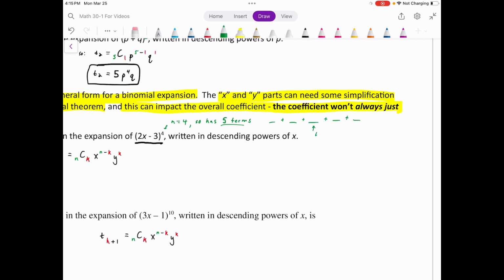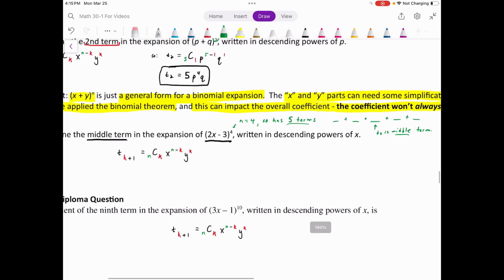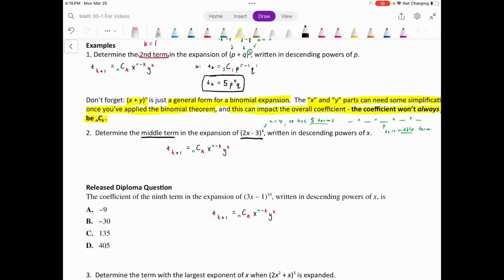T3 is the middle term. Okay, that's the middle one, 2 on either side. So now we know we are looking for the third term. We want T3. What does that mean k is? It means k is 2, right? Just look at the formula, T sub k plus 1. So to find the third term, we'd need k to be 2. We'd be looking for T3 then, which is what we know we are. So k equals 2.